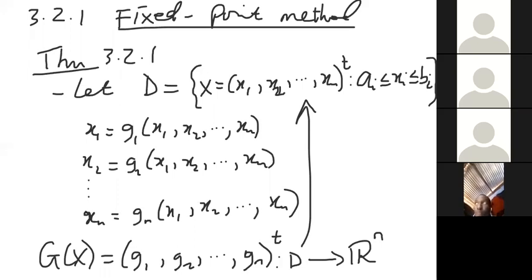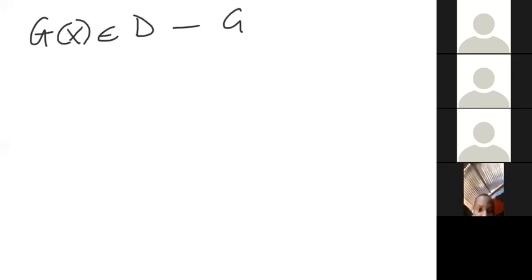Then, if G of x is in D, then we'll say that this G has a fixed point in D. Something similar to what we were looking at when we were looking at the one variable case. So if G of x is in D, then we'll say that G has a fixed point.